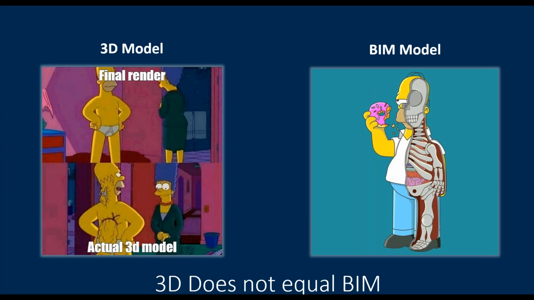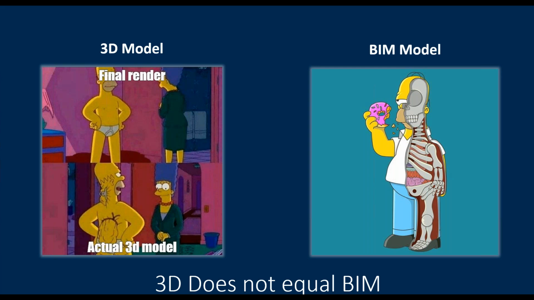And so if you look at the picture on the left and you look at the picture on the right, what I want you guys to just take away here is that 3D does not equal BIM. Just because your drawing is in 3D does not mean that you are BIMing, so to say. And so your 3D model might look good. So you see Homer over here at the top, he looks like a person, he looks like he's actually Homer.